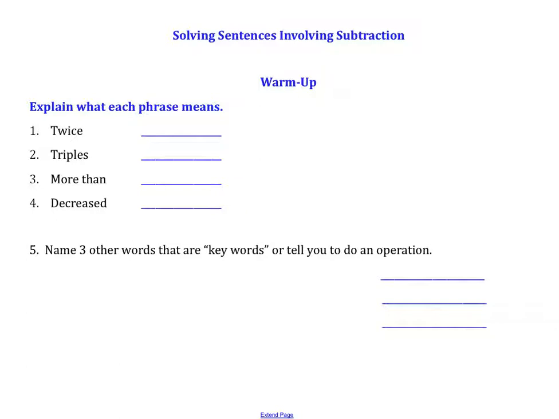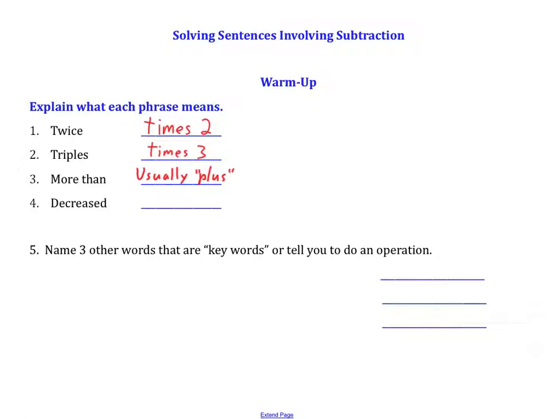We'll often see words like twice. Twice a number means 2 times the number. If something triples, that means we're taking it times 3. More than is a little fussy. More than we've got to be careful with. It usually means plus, but not always.